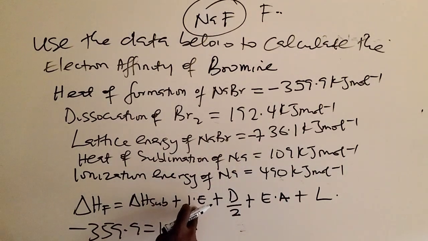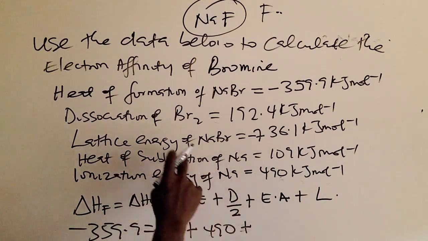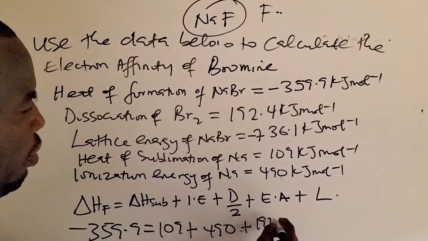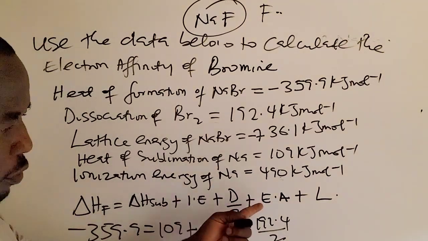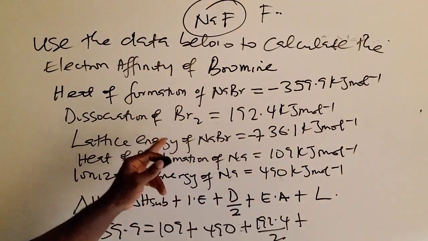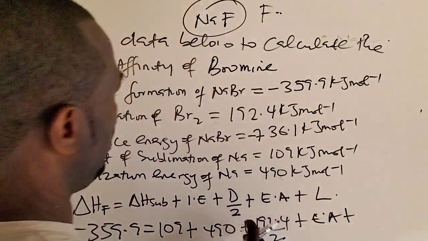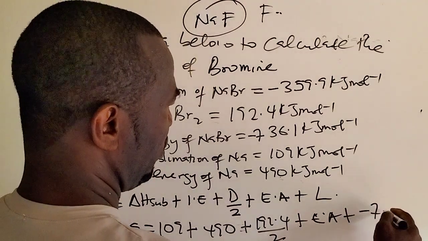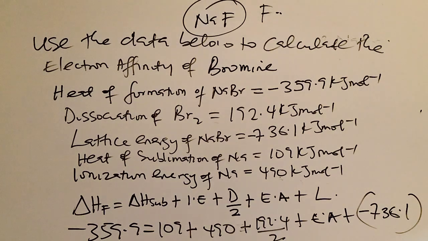The ionization energy of sodium is 490. The dissociation energy of a bromine molecule is 192.4, divided by 2 because we need the atomic form, as I did for fluorine, plus the electron affinity, which you are looking for. Good. Then plus the lattice energy. That energy is given to us as minus 736.1. So, having obtained these values, I can now solve.